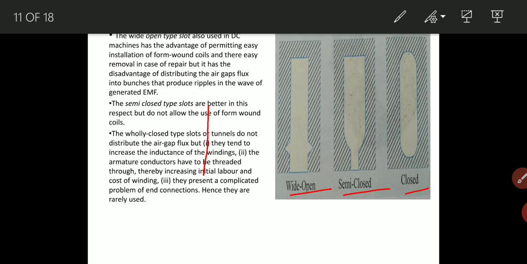But it has the disadvantage of disturbing the distribution of air gap flux into brushes that produce ripple in the wave of generated EMF.